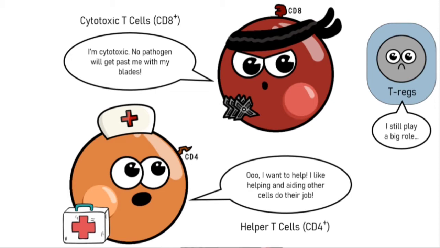The main focus for this video is to talk about these helper T cells right here. This T cell will not only become a helper T cell, but can differentiate to a specific type of helper T cell. There are many types that helper T cells can differentiate into, but there are only 3 main types that this chapter in the book discusses.